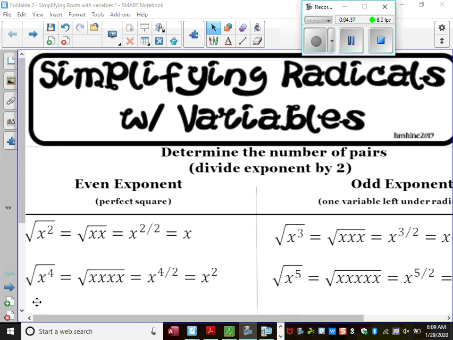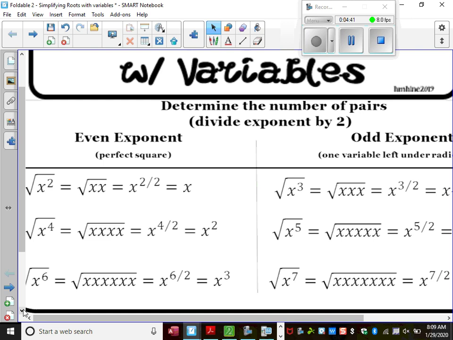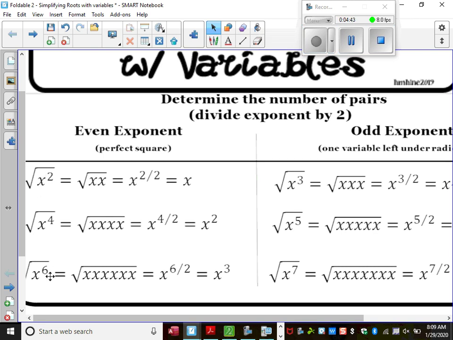Since today we're only going to be looking at square roots, here are examples. They're all considered perfect exponents when they're even numbers. Since the exponent is 2, 2 divided by 2, take the square root of that out, you get x. 4 divided by 2, take it out, you get x squared, and so on. 6 divided by 2 will be x to the third.